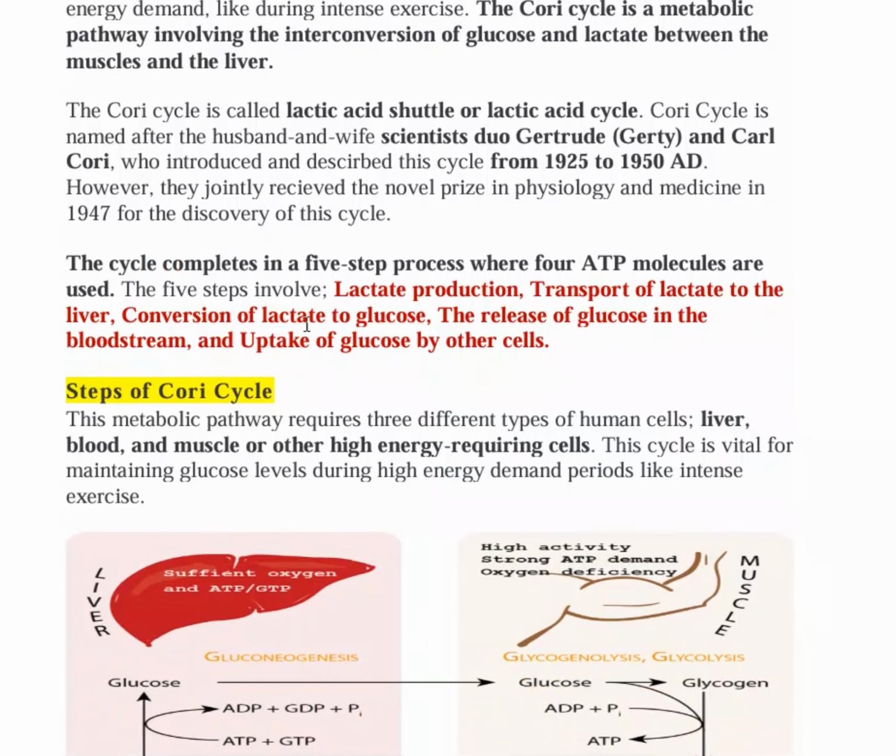The cycle completes in a 5-step process, where 4 ATP molecules are used. The 5 steps are lactate production, transport of lactic acid to the liver, conversion of lactic acid to glucose, release of glucose into the bloodstream, and uptake of glucose by the other cells.